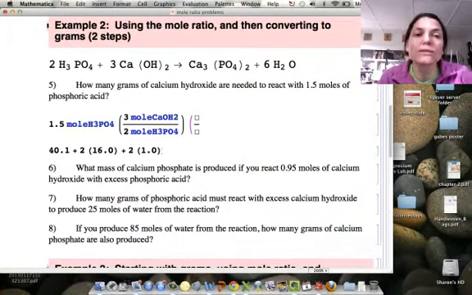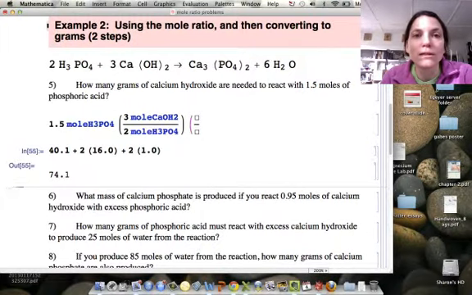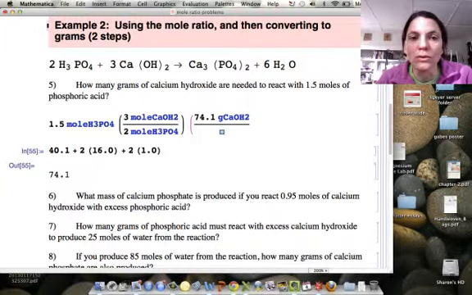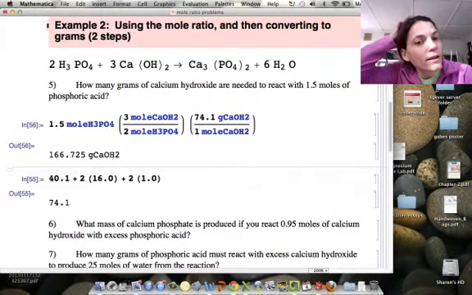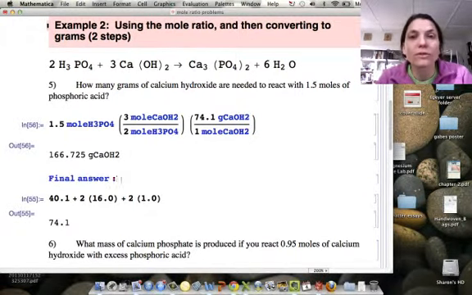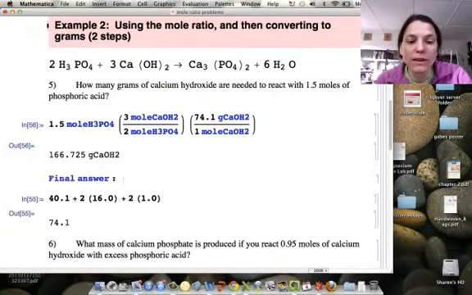Okay, so here's where the subscripts come in. We use the subscripts to calculate the formula mass of the substance. All right, so the mass of 1 mole of calcium hydroxide is 74.1. And that's what's going to go in the numerator, because we want ultimately to figure out the number of grams. That's the mass of every 1 mole. And there we have it. Now we need to round to the correct significant figures. Of course, that is based on the original number. 1.5 has 2 significant digits, so we're going to round this to 170.